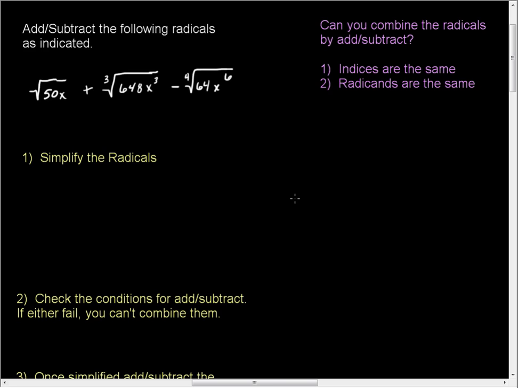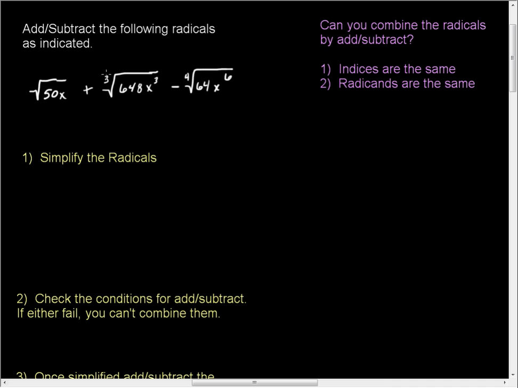In this video, we're going to take a look at adding and subtracting radicals. There's a couple things that we need to know before we get started. One, we can't combine them in addition and subtraction unless the indices are the same. And so in this particular problem, we have three terms. That means we have to check to make sure that the index of each term matches the other terms. Otherwise, they can't be combined.